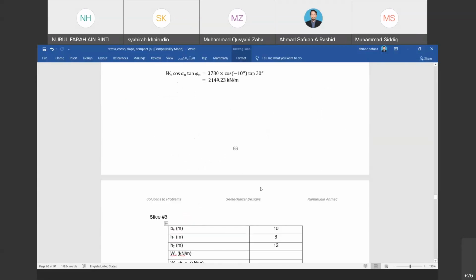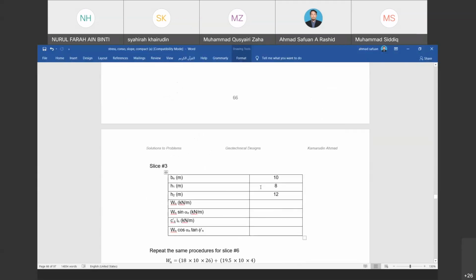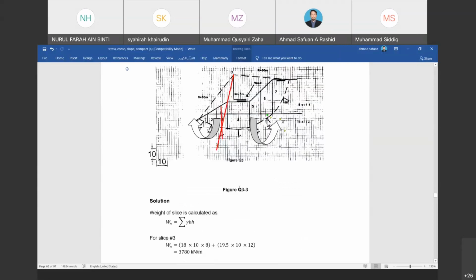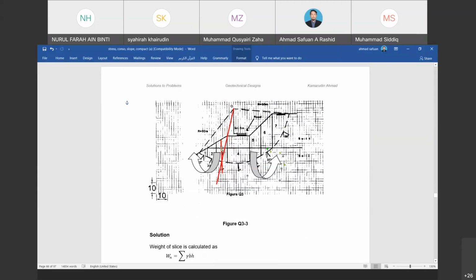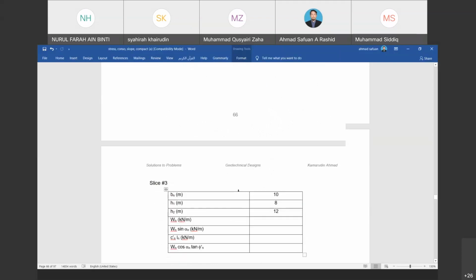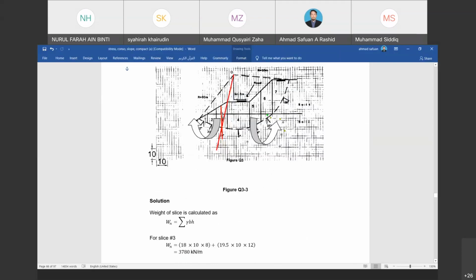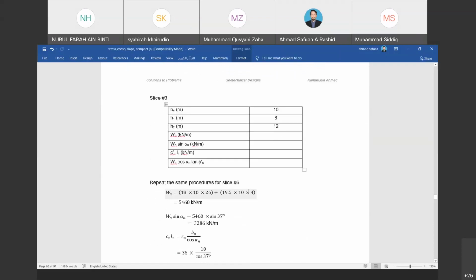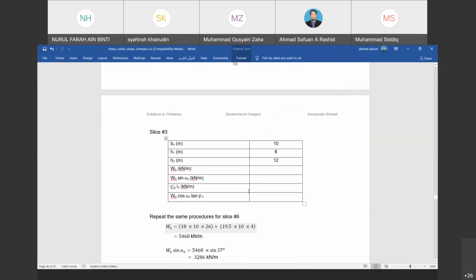B, the width, is 10, so we have decided that. For H1, the height representing soil number 1, based on the center line, you count how many boxes there are. I have 4, so 4 times 2 is 8. For H2, it is 6, so 6 times 2 equals 12. So that is the geometry of slice number 3.